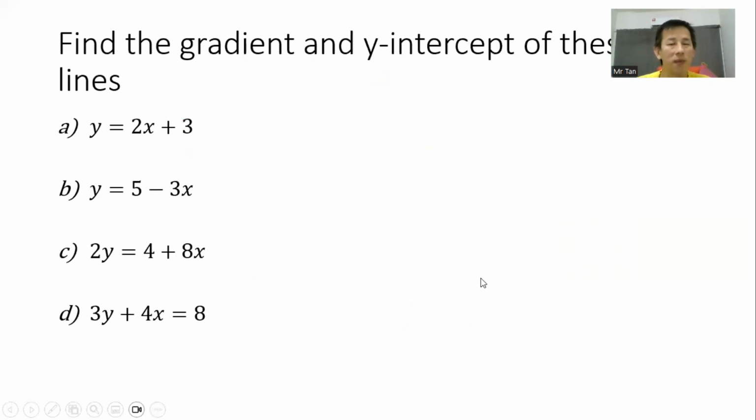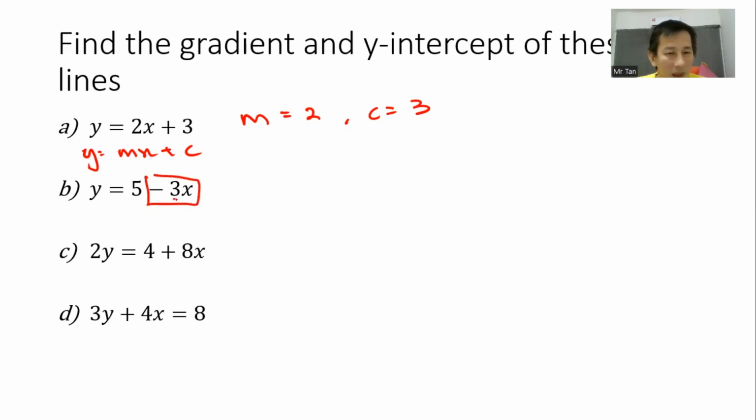Let's try this. Find the gradient and the y-intercept. For the first one, if you compare with y equal to mx plus c, you can know that m is equal to 2 and your c is equal to 3. And for b, if you recall, the m is always with the x, so this will be your m. So your m is equal to -3 and the c is equal to 5.